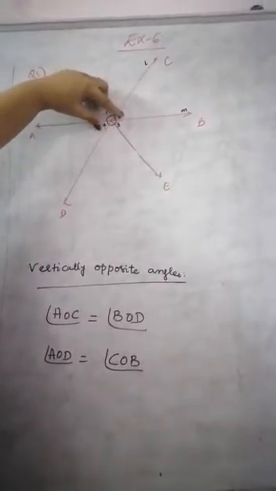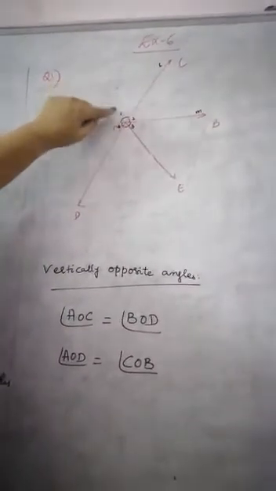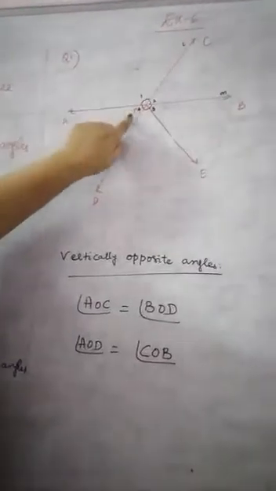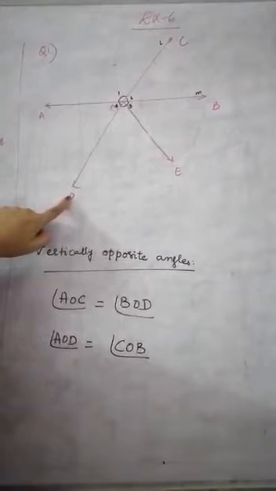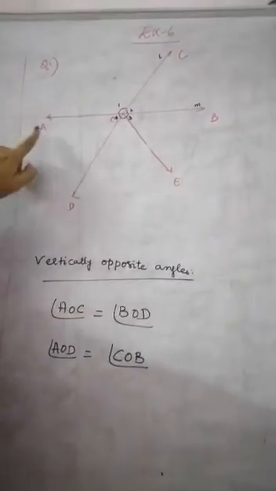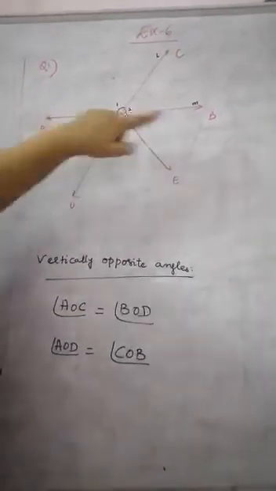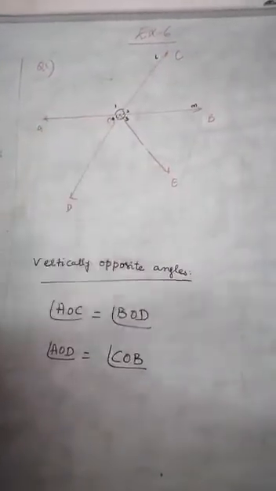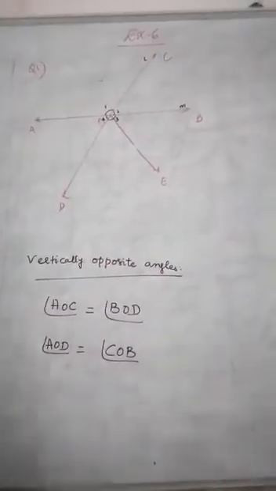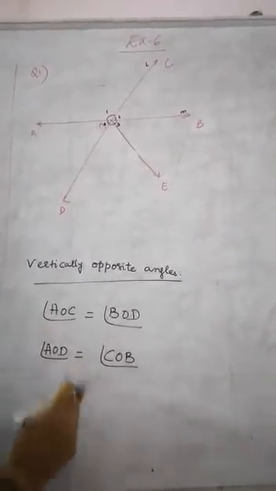So instead of writing angle 1 is equal to angle 3, what is angle 1 here? Name of the angle: AOC is equal to BOD. 1 is equal to 3 and 2 is equal to 4. AOD, or you can say BOC, is equal to AOD. This is your first pair and the second pair.